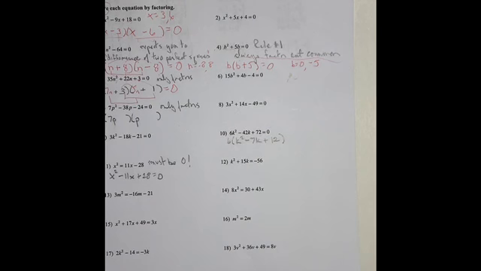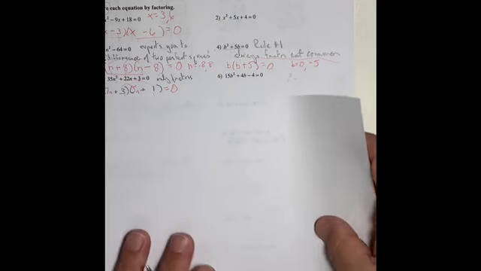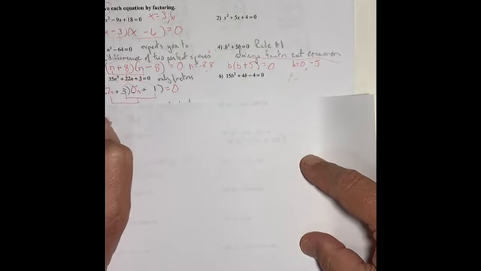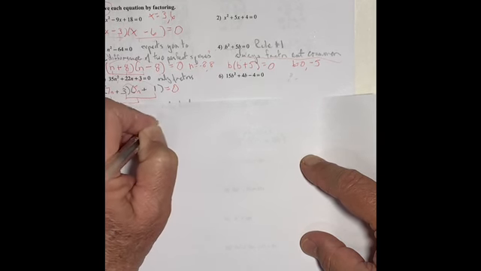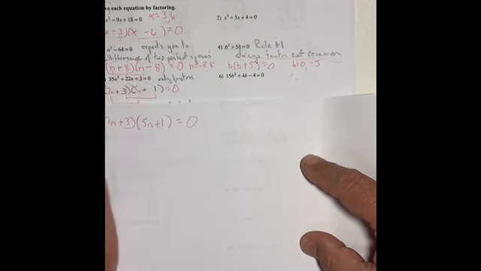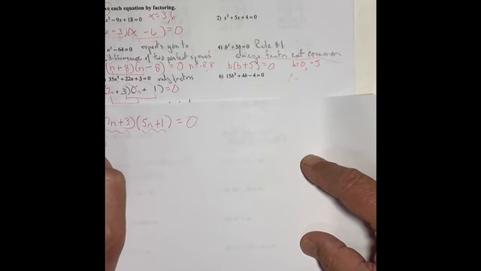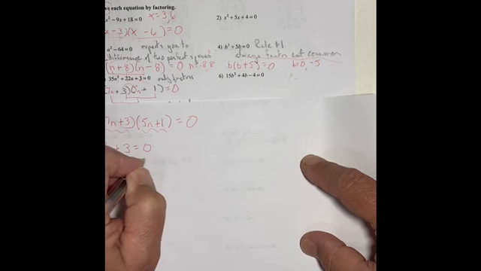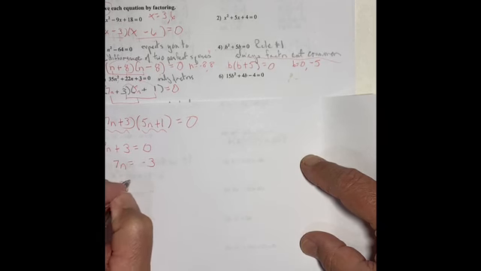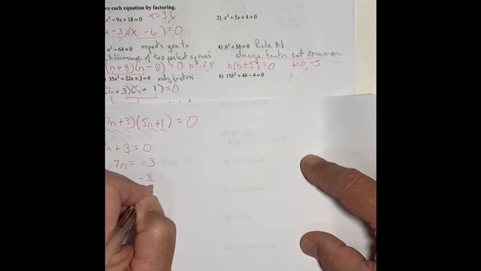So now, to solve this, what I have to do is, so I've got 7n plus 3 and 5n plus 1 is equal to 0. If either one of these is 0, the whole thing is 0. So what makes this 7n plus 3, what would make that equal to 0? Well, that's when 7n would be negative 3. That means n would have to be negative 3/7.